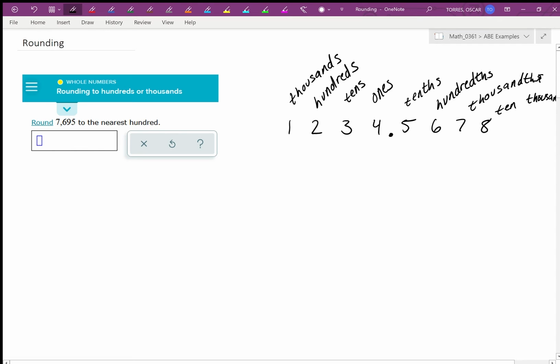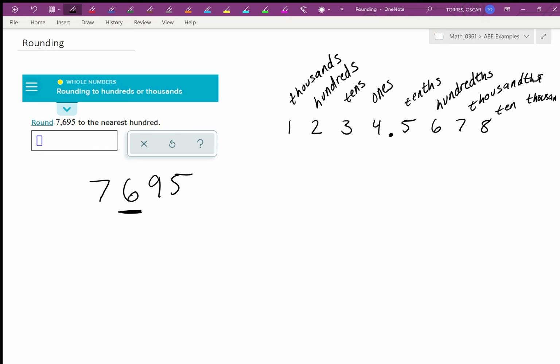Okay, so if we understand how these place values work, then rounding shouldn't be a huge issue. But again, there's only one ones place, and it's always directly to the left of the decimal. So if we jump into the problems, this first problem wants us to round 7,695 to the nearest hundreds place. So let me just briefly copy down the number. So we have 7,695, and I'm going to underline whatever place value they mention. So in this case, they mentioned the hundreds place.